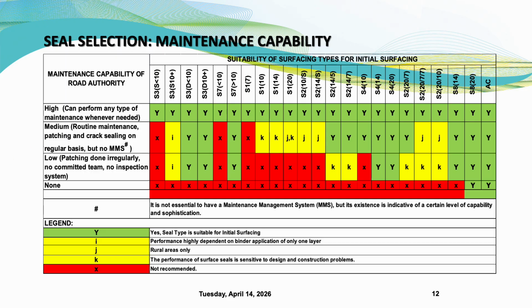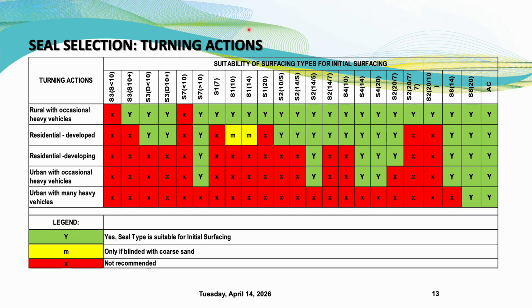Let's move on to the next one, which is turning actions. The question is, are there turning actions of heavy vehicles? Are the actions in the rural area with occasional heavy vehicles? Again, most of the seal types can be used. It's just occasional. If it is urban with very heavy traffic, meaning a lot of turning actions, then most of the seals will not work. Maybe a slurry, and definitely asphalt will work, as it is currently in Kigali.